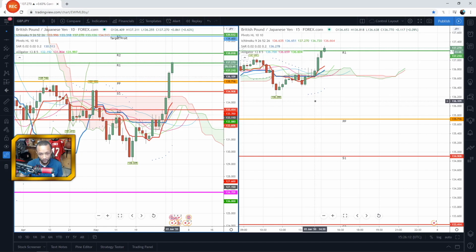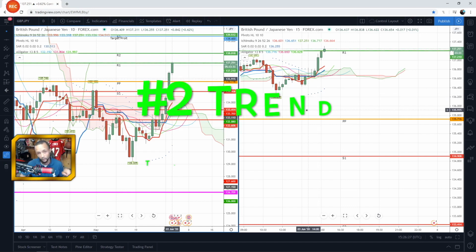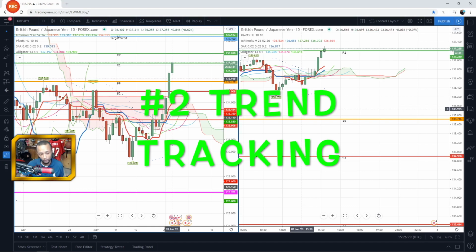If you're talking about a buy, you're looking for resistance for take profit, support for stop loss, and on the sell, it's just completely the other way around. So moving on to factor number 2, we have trend trackers.